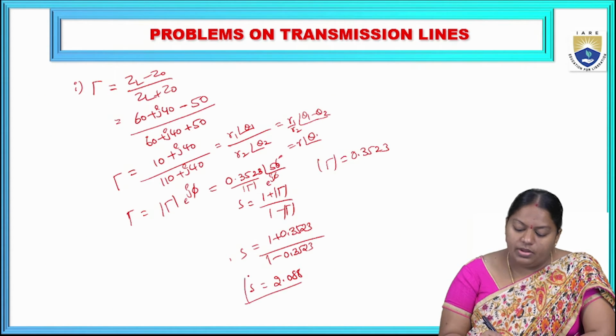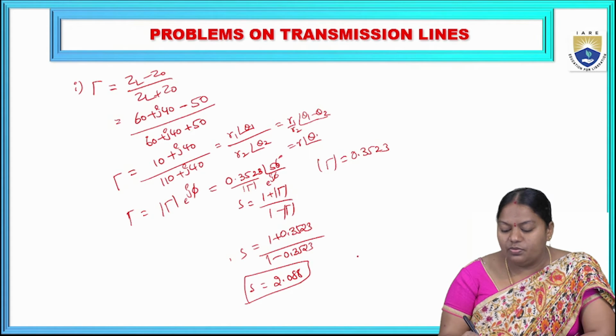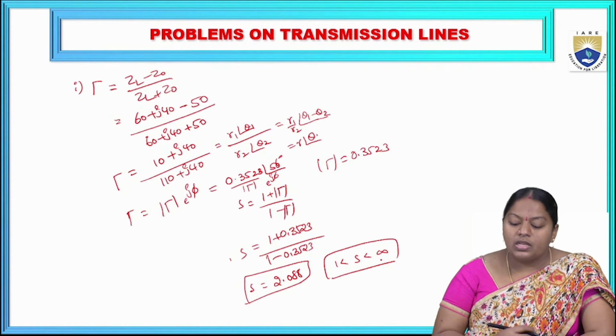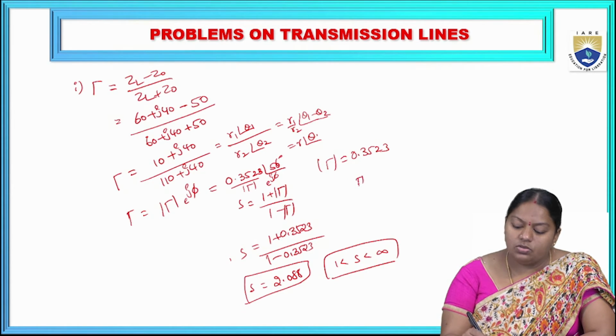Generally, we know that the standing wave ratio ranges from 1 to infinity, that is, 1 is less than or equal to S, which is less than or equal to infinity. And if you observe here, the reflection coefficient gamma ranges from 0 to 1.